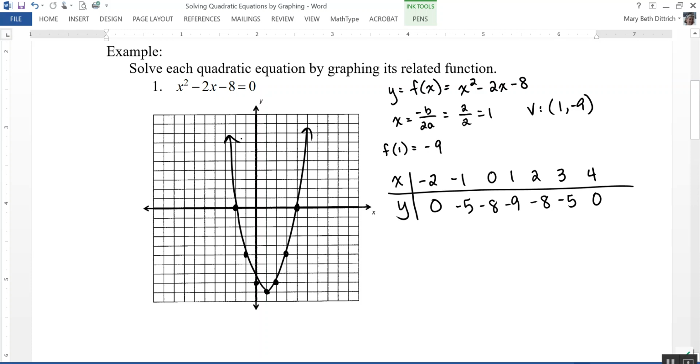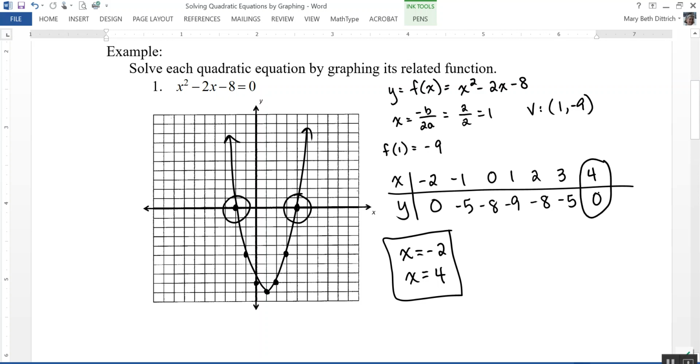Okay. And these right here are the values that I'm looking for. Where does this graph cross the x-axis? And that's going to be at x equals negative 2 and x equals 4. Those are the solutions to the quadratic equation. Those are the points where f of x is equal to 0. And I can actually even see that in my table right here. When f of x or y is 0, x is equal to negative 2 and x is equal to 4.